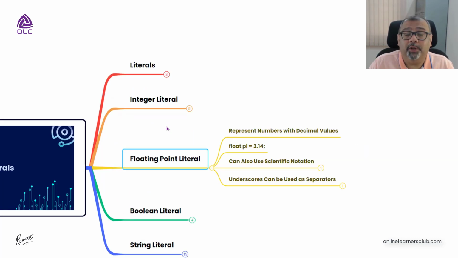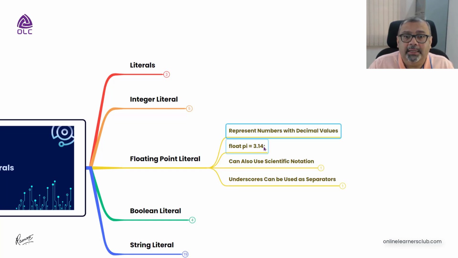Similarly, we do have floating point literal. For example, you have float pi is equal to 3.14. This is an example of a pi value, where we represent numbers with decimal values. Literally, if you want to represent this as a float, we have to give f as well, 3.14f, which represents a float value.